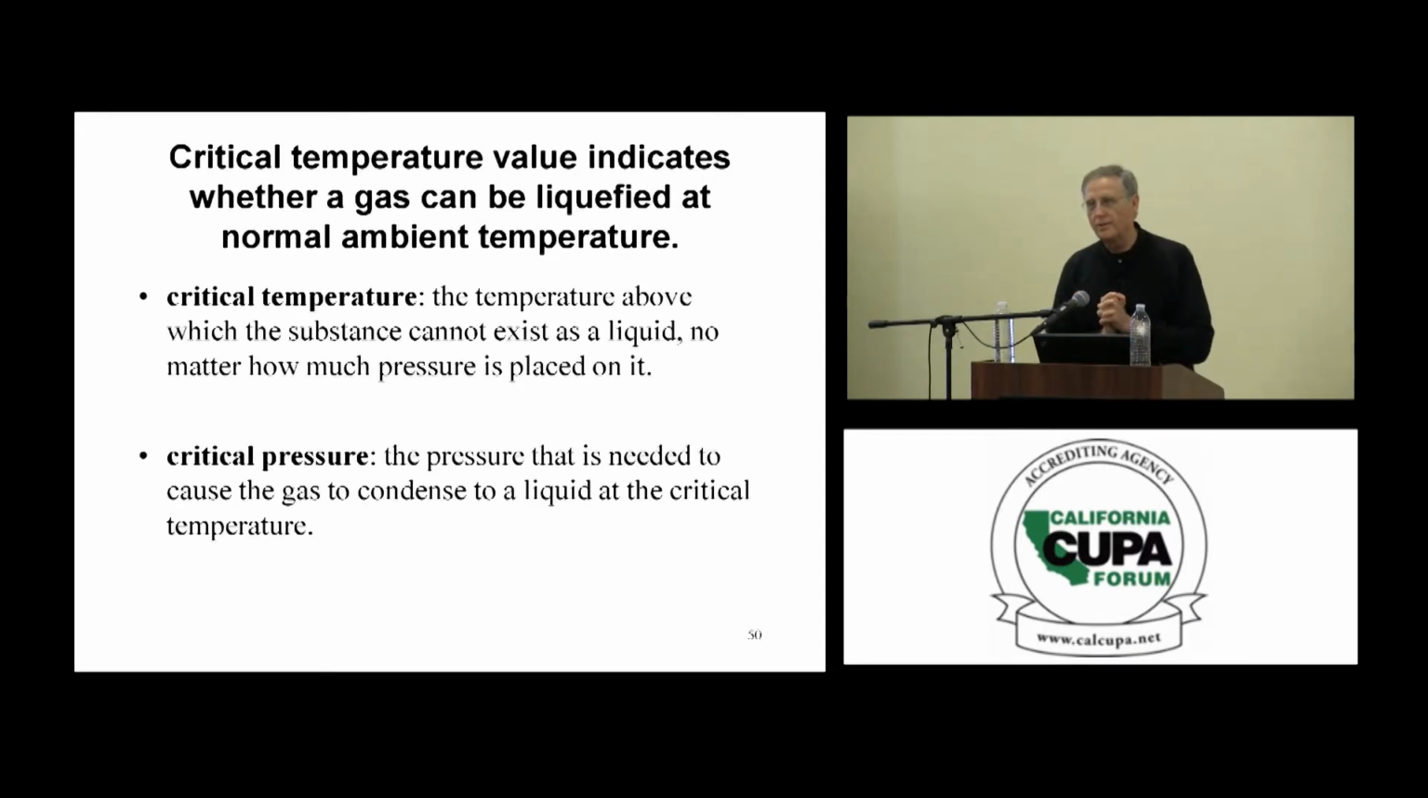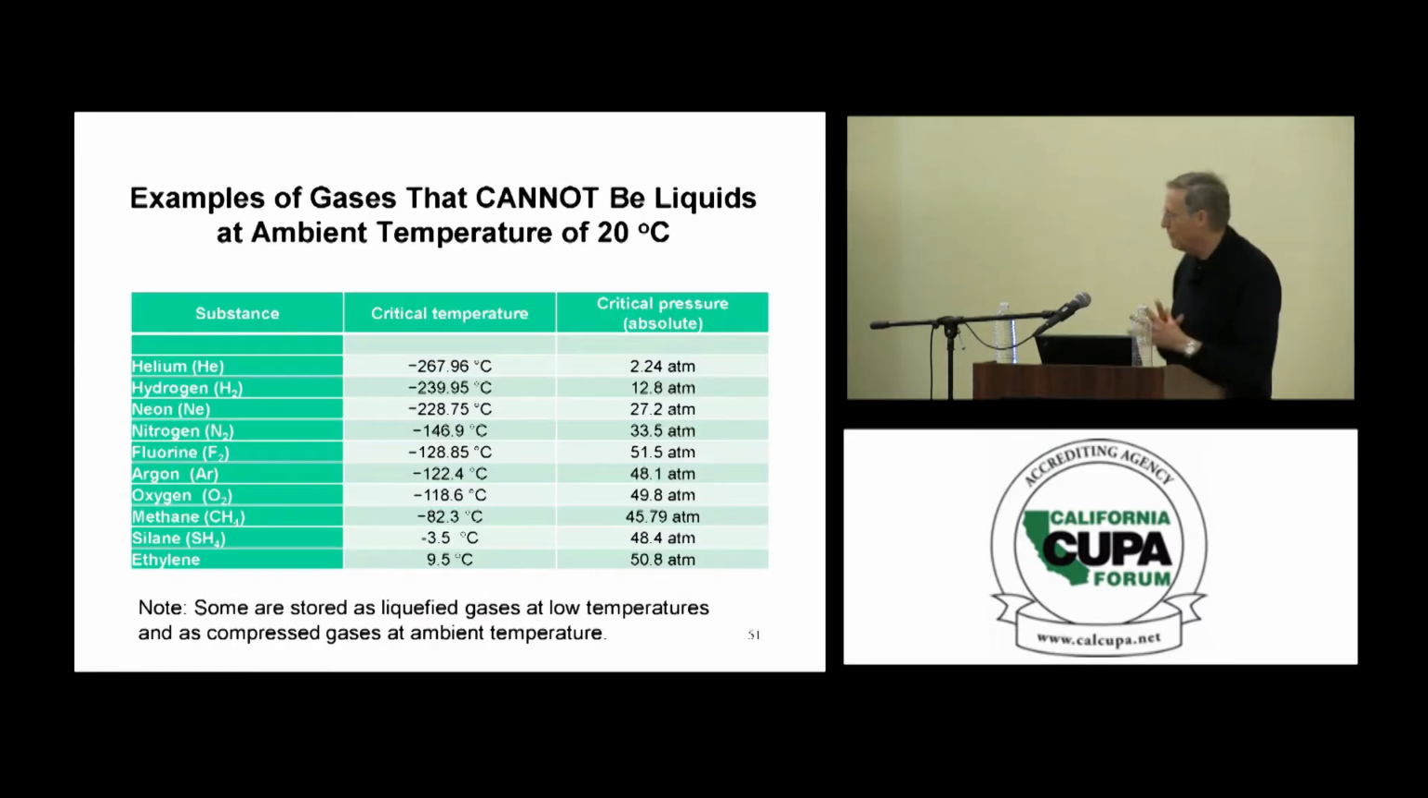So, critical temperature is the temperature above which a substance cannot exist as a liquid. No matter how much pressure you place on it, you can't make it a liquid. And the critical pressure is simply the pressure at the critical temperature that's needed to cause the gas to be a liquid. So, what are some critical temperatures?